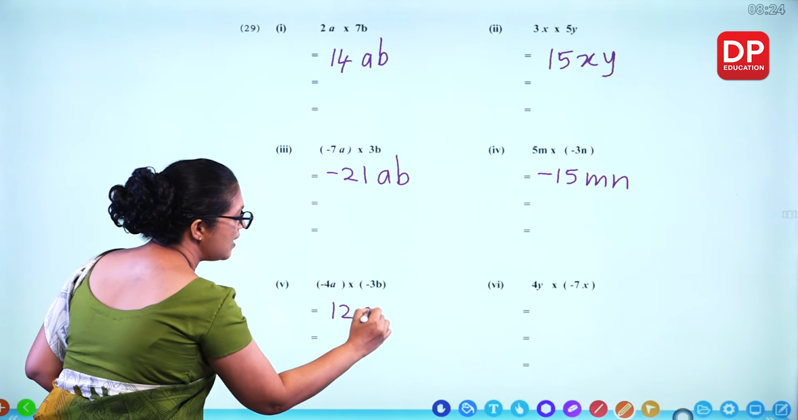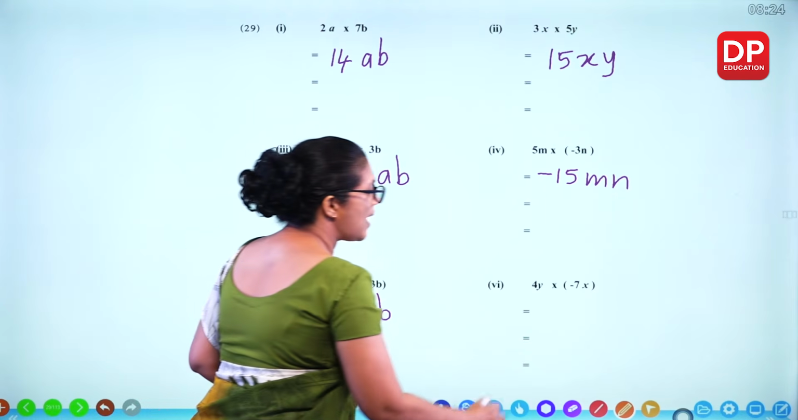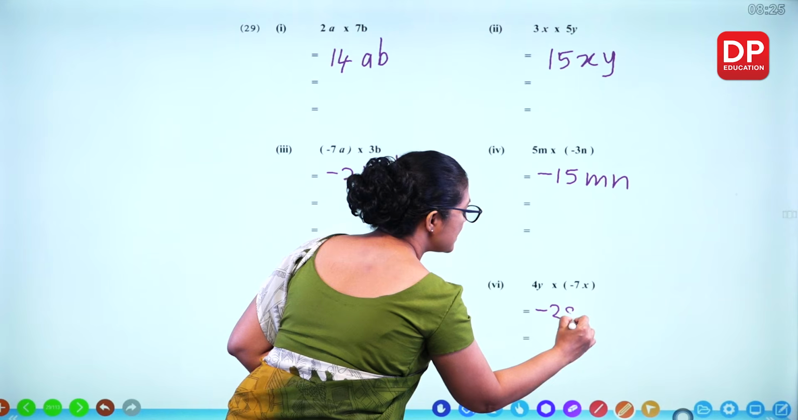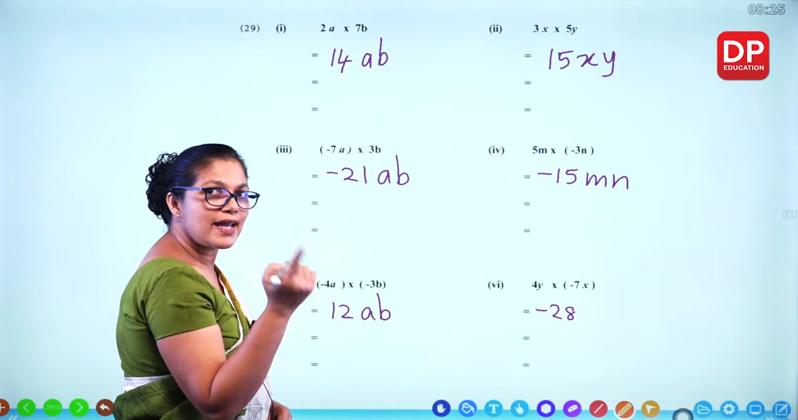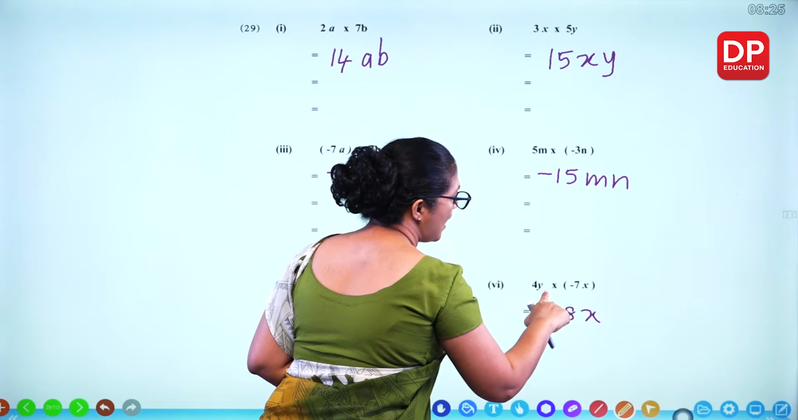a and b, you can write ab. 4 times minus 7, minus 28. y into x, yx, or what's the better one? xy.